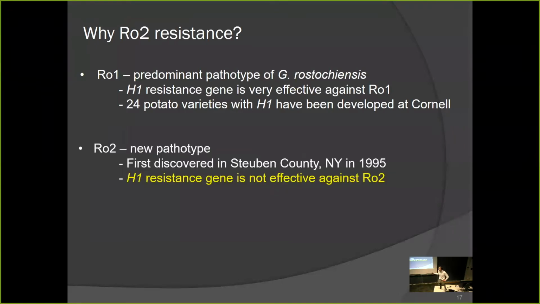However, in 1995, the new pest type R2 was first discovered in Steuben County in New York. And the problem was that the H1 resistance is not effective against R2. That's the reason why I started QTL analysis of R2 resistance.